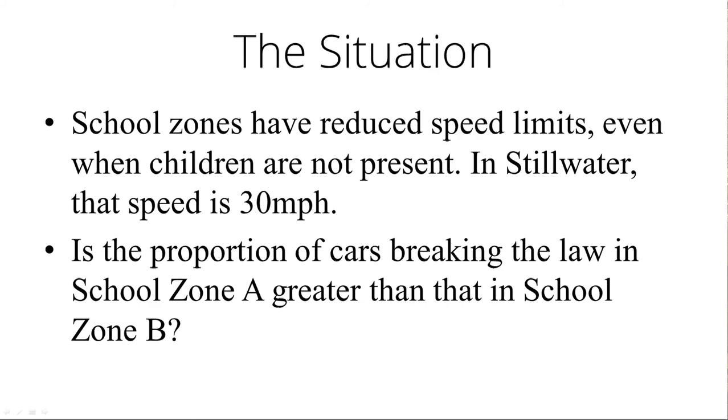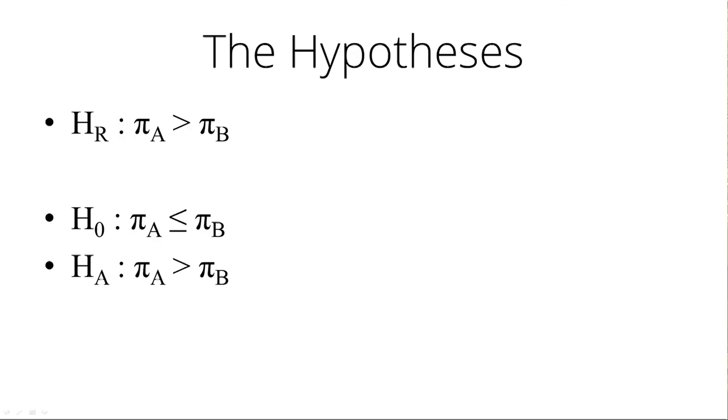So here's the situation. Surprise, it's school zones again. But in this case, we're going to test whether the proportion of cars breaking the law in school zone A is greater than that in school zone B. So we're comparing two independent populations: the proportion of cars breaking the law in school zone A versus the proportion of cars breaking the law in school zone B.